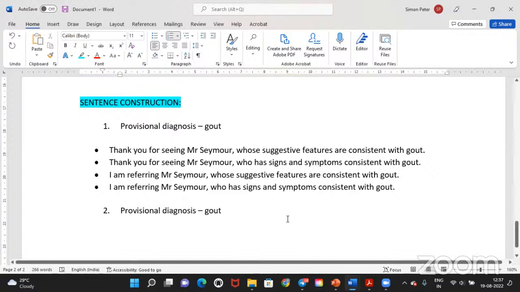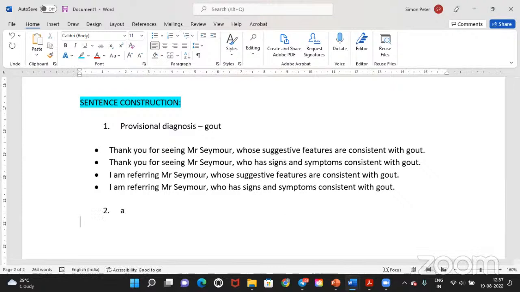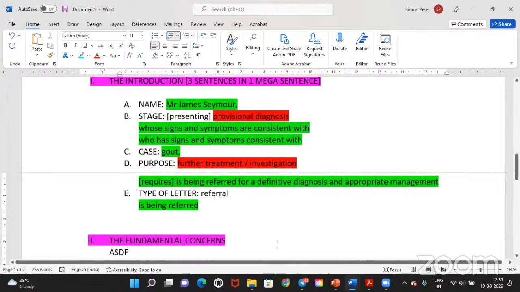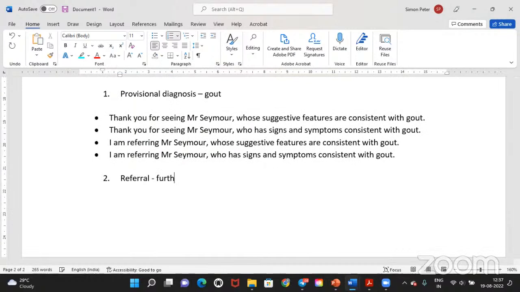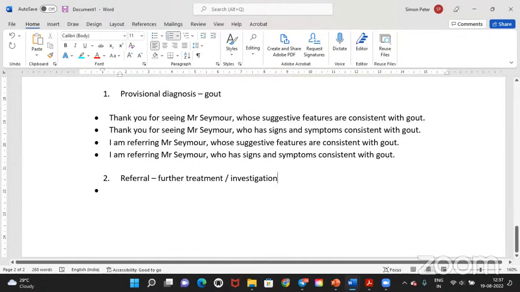Second point is referral. And for what? Referring for what? So we are referring for what? Further treatment and investigation. Okay, this is second sentence. This is second sentence. Okay, how can you write this sentence?